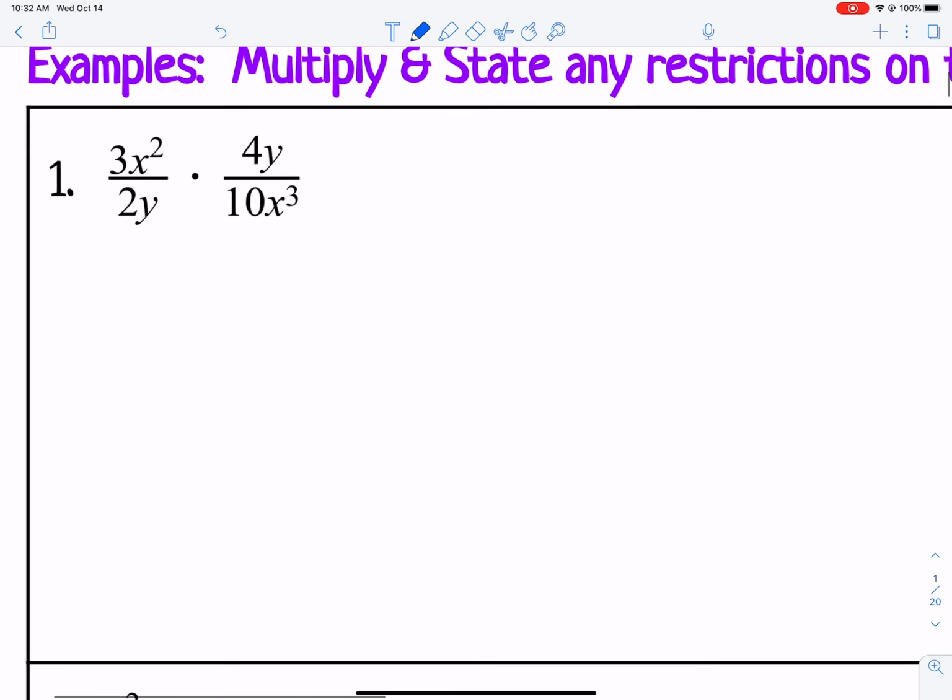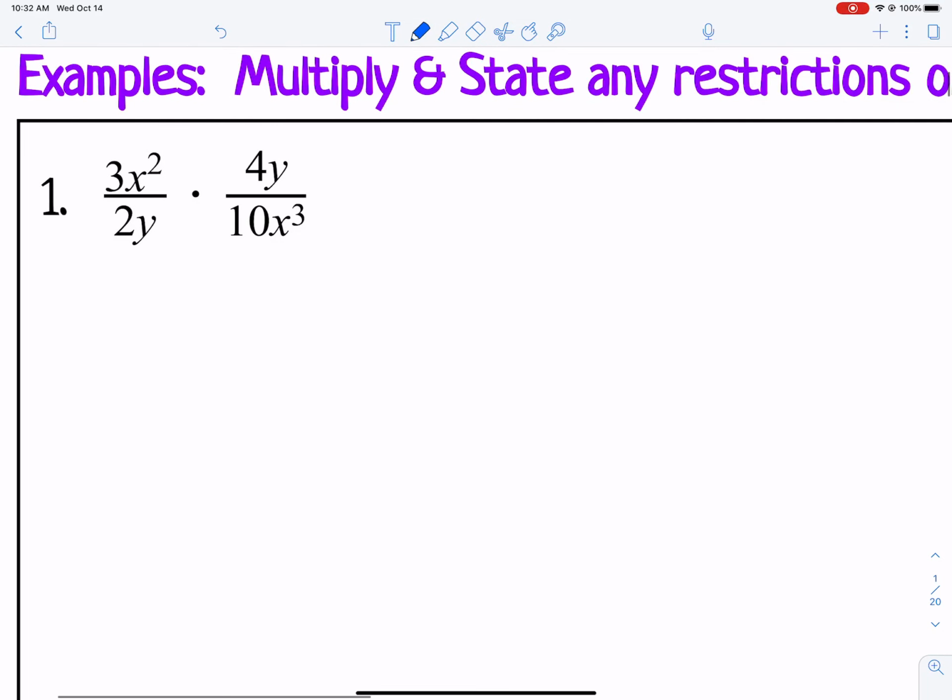Simplify and multiply are very similar to one another because they have basically the same steps. You just have more than one fraction that's being multiplied together. So for number 1, we have 3x squared times 4y. What I like to do is go ahead and put that together in the numerator. So I get 12x squared y over 2 times 10, which is 20, and then x cubed y. That usually helps, just put them together and then you can simplify. It's not the only way to do this problem. It's just one way to think about it.